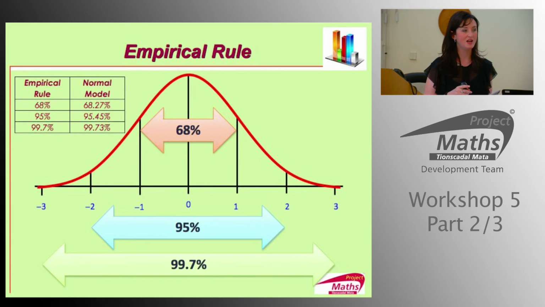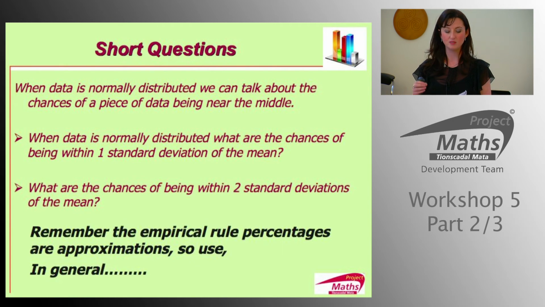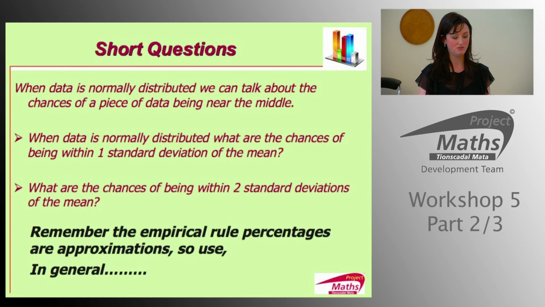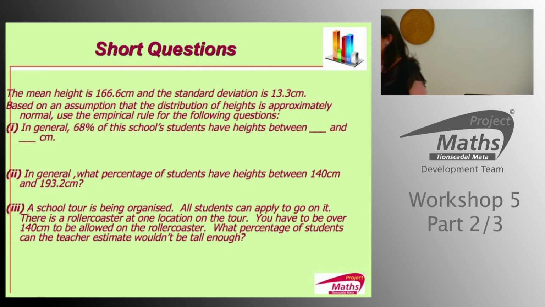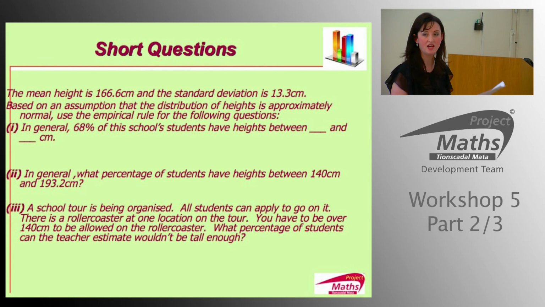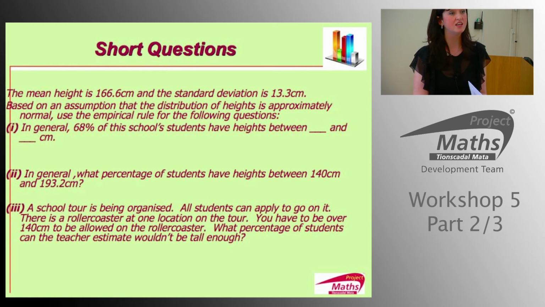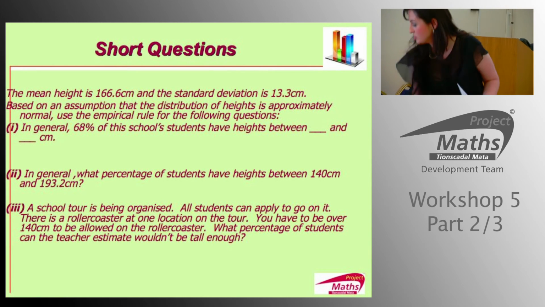So on page 10 we have a question. The mean height of a group is 166.6 and the standard deviation is 13.3. Based on an assumption that the distribution of heights is approximately normal, use the empirical rule for the following questions. Okay, so number 1. 68% of this school's students have heights between what and what? And this whole question is going to be based around the empirical rule and the percentages.